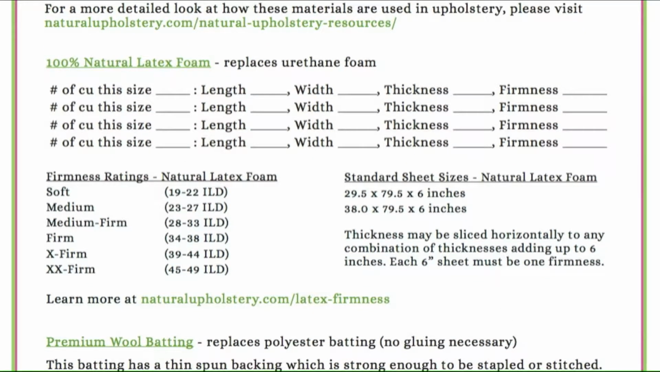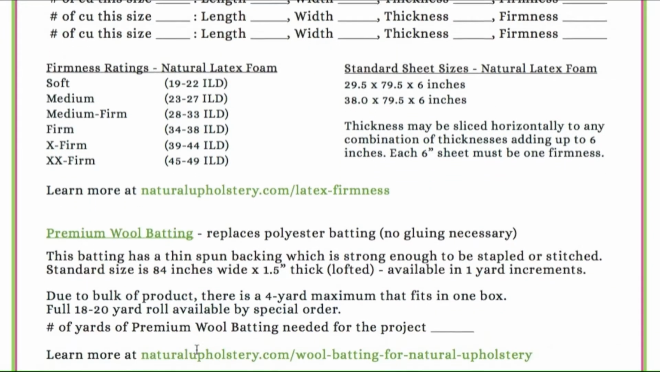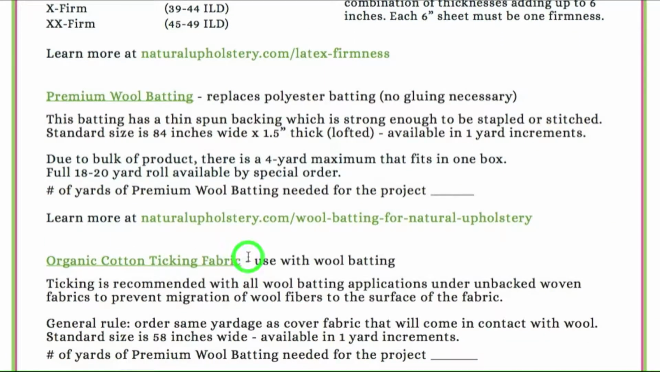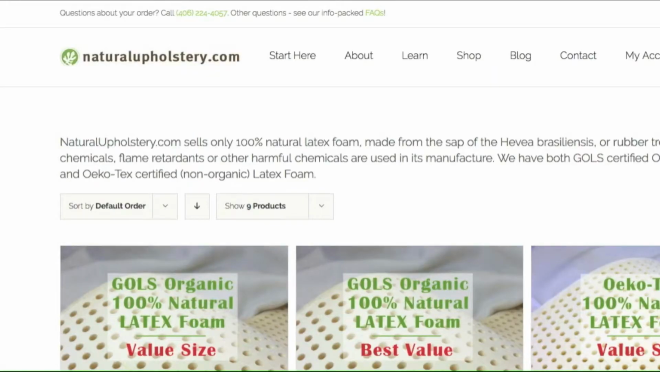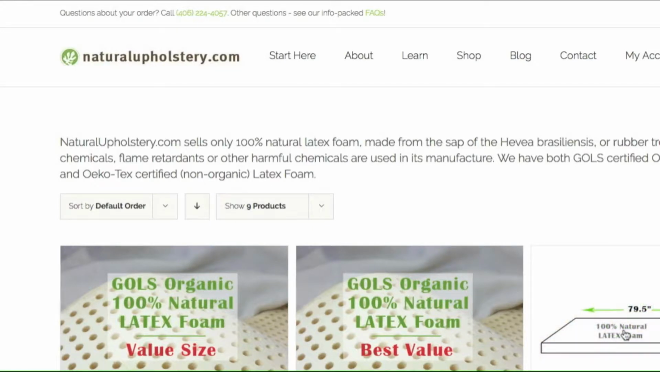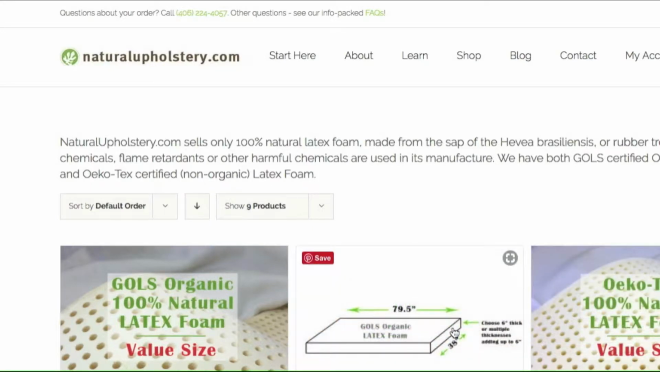There are 3 different products that are commonly used in natural upholstery that we'll be talking about: natural latex foam, premium wool batting, and organic cotton ticking fabric. Just a quick note to tell you that all of these green links are live in the PDF, so you can look at the products and check out all the information related to them.